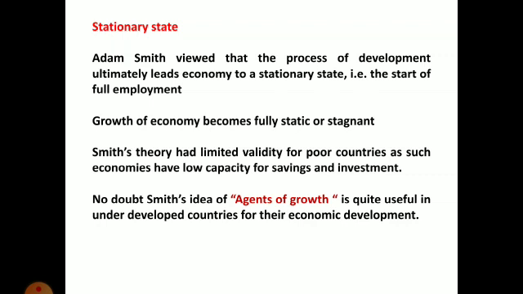This stagnation resulted from the natural tendency of profits to fall and consequent reduction of capital accumulation. When this happens, capital accumulation stops, population becomes constant, and stationary state sets in. So, this is how Adam Smith explains his theory of economic development.